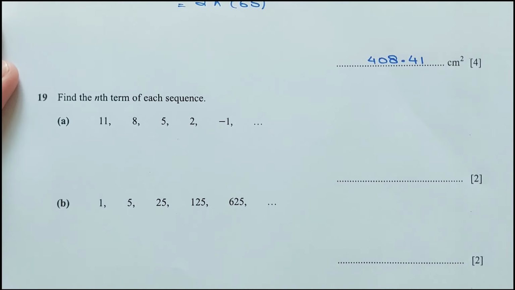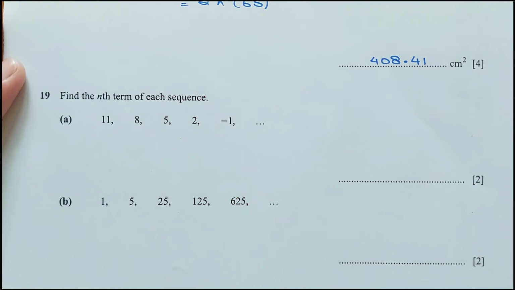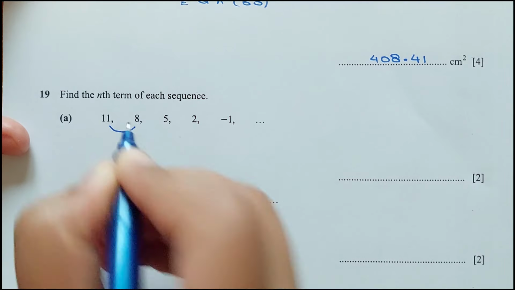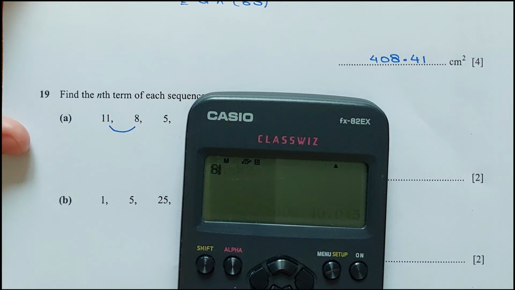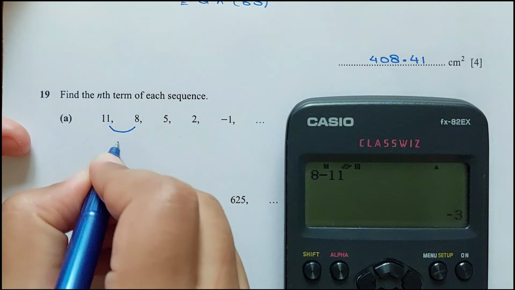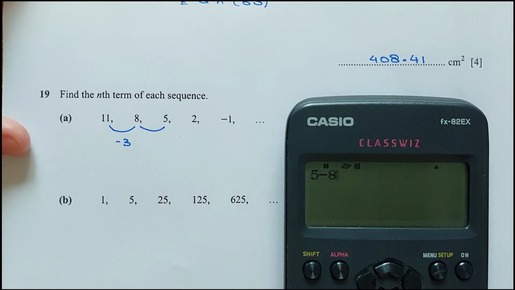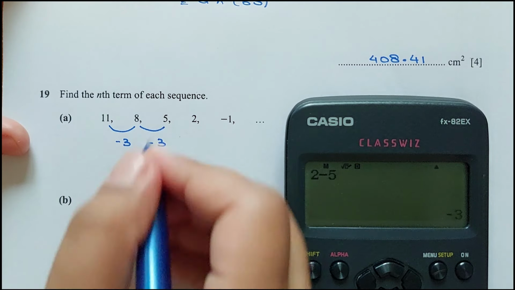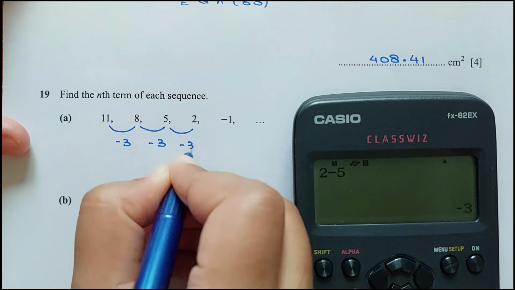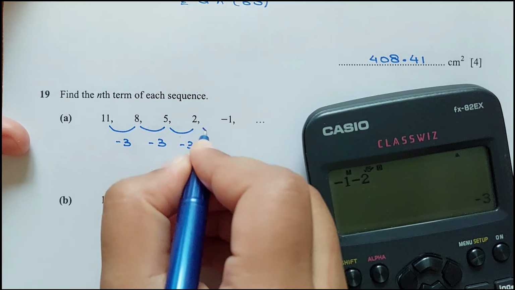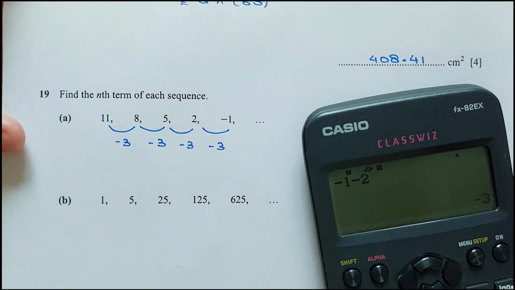Question number 19, find the nth term of each sequence. Part A, so let me find the difference between the terms. 8 minus 11 is negative 3, subtracting 3. We have 5 minus 8, which is negative 3. 2 minus 5 is again negative 3, and minus 1 minus 2 is again negative 3. So the difference is negative 3.